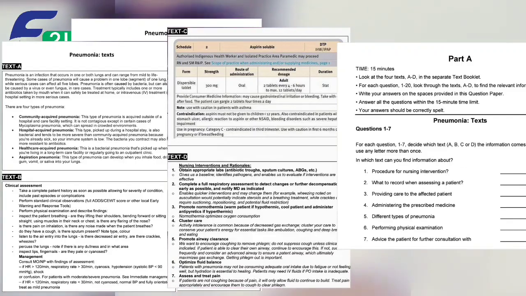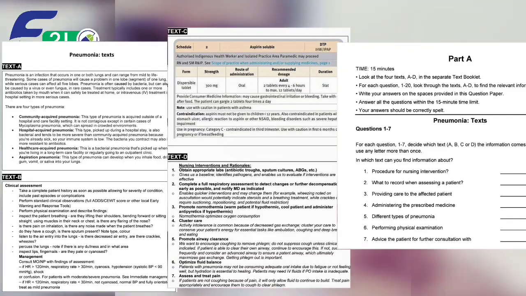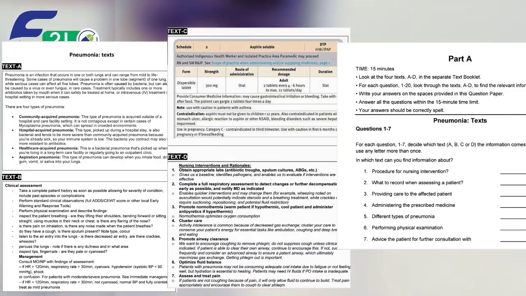Now I give you question paper, questions 1 to 7. You need to look at those answers, understand which paragraph each question belongs to, and write it down there. I will just read the questions so it will be easy for you to understand.